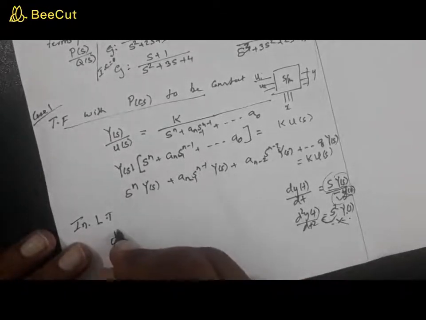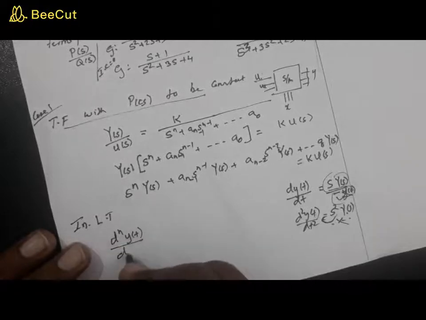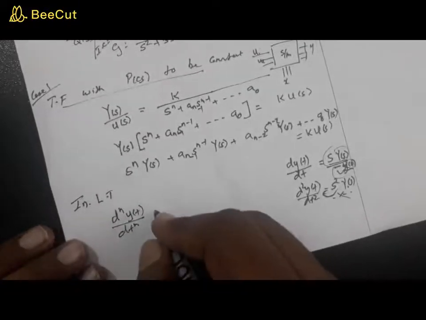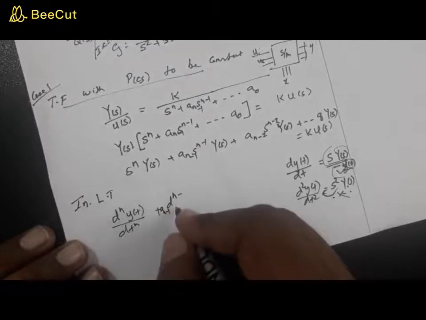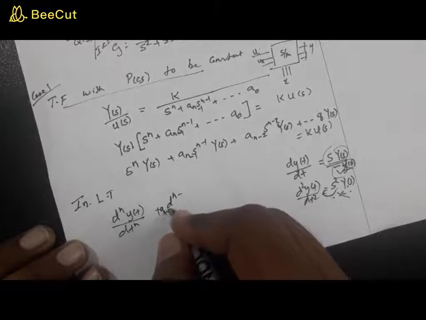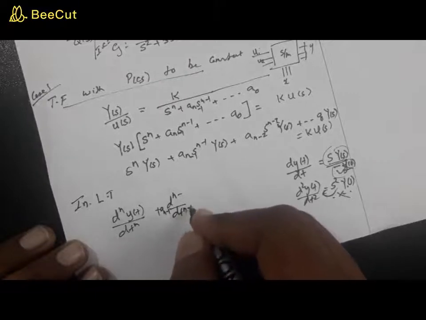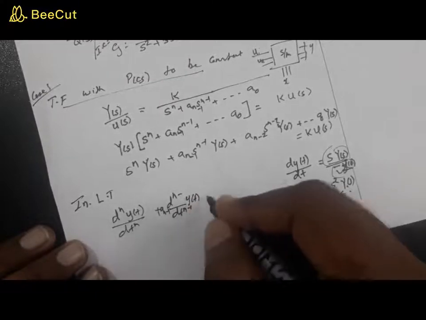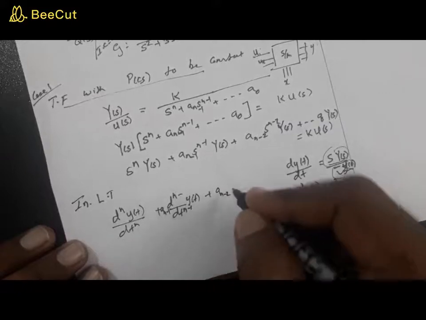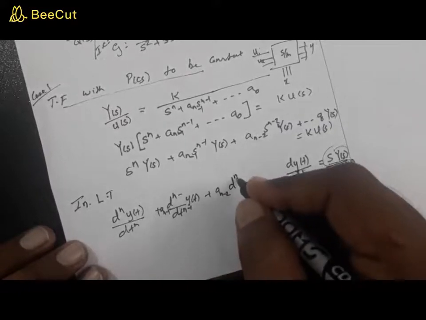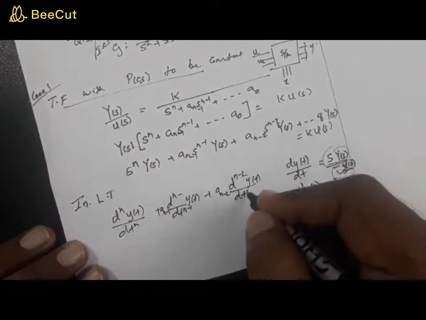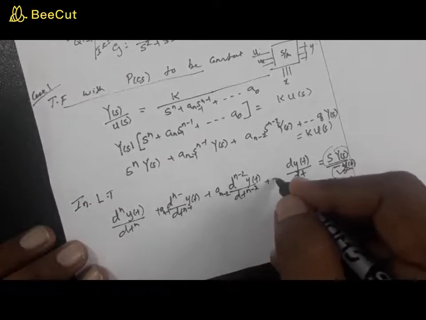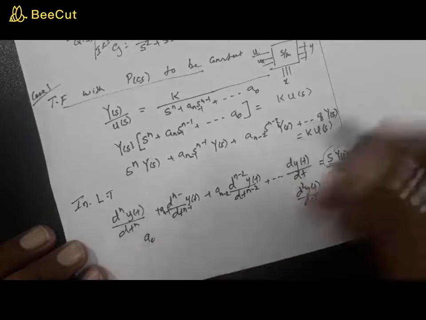You will get d raised to n of y of t by dt raised to n, plus an minus 1 into d raised to n minus 1 y of t by dt raised to n minus 1, plus an minus 2 d raised to n minus 2 y of t by dt raised to n minus 2, etc., up to a0 into y of s.